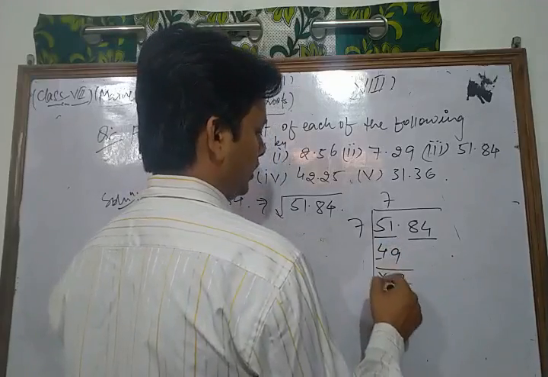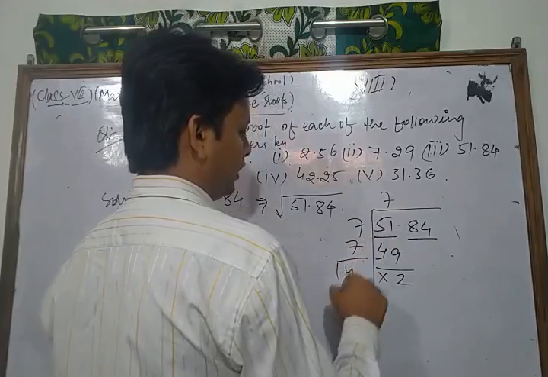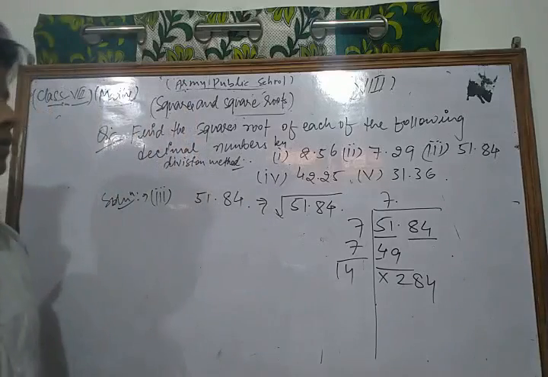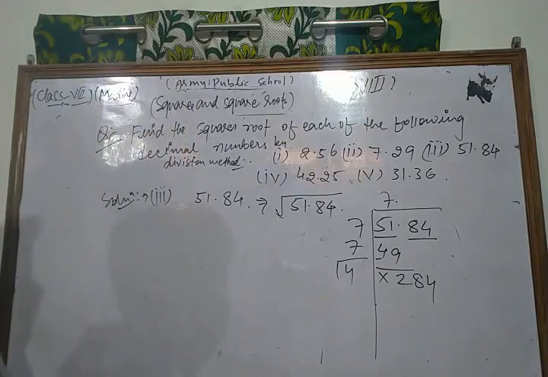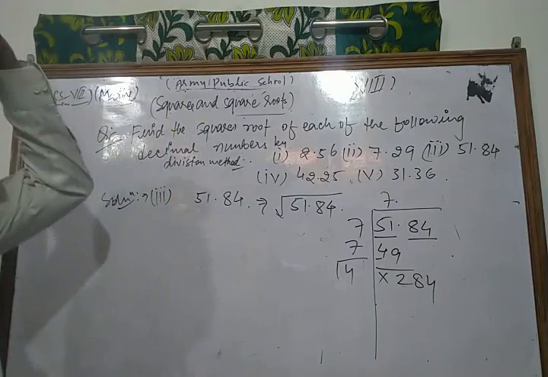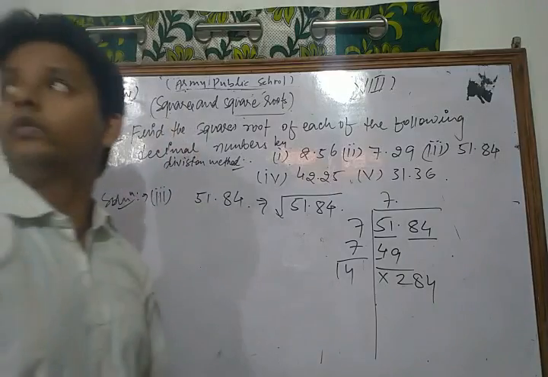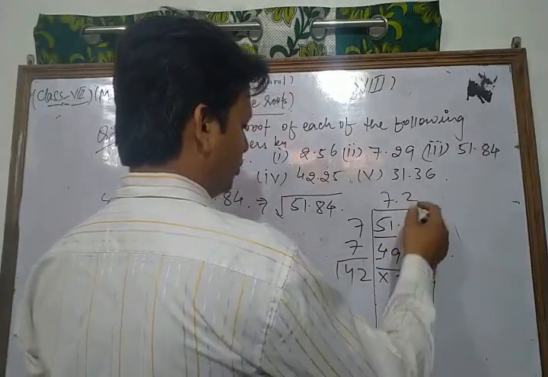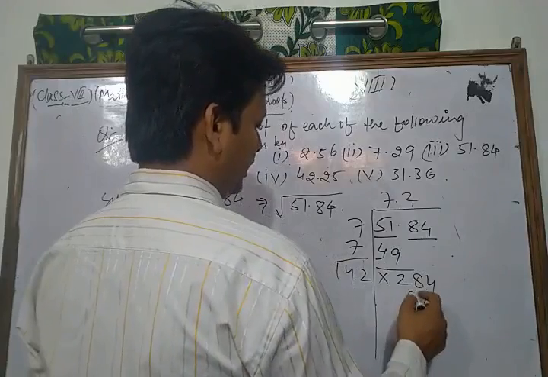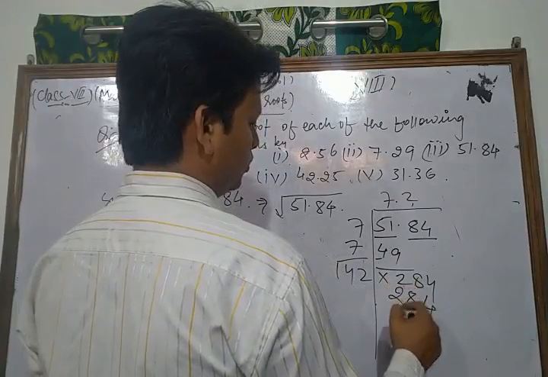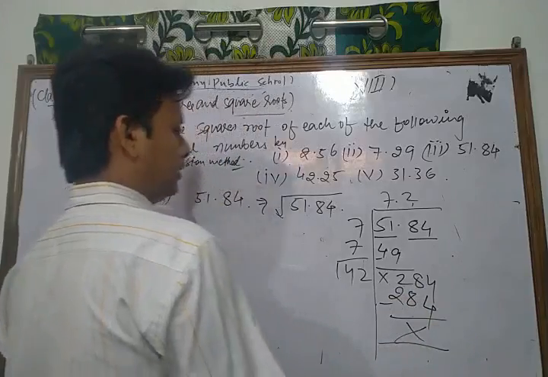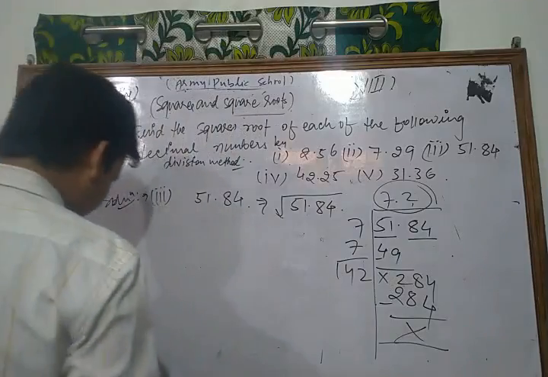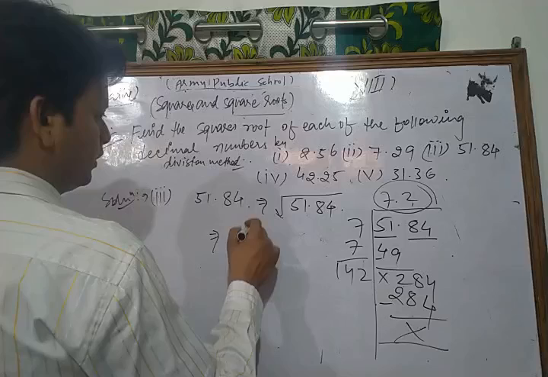This is 2. Now here 7 7s, 14 is right. Now before writing 84, we put the decimal here. Now we take 2 times, so 2 2s are 4, 2 4s are 8, and 2 1s are 2. Subtracting them, the remainder becomes 0. So the last quotient is the required square root of the given number.